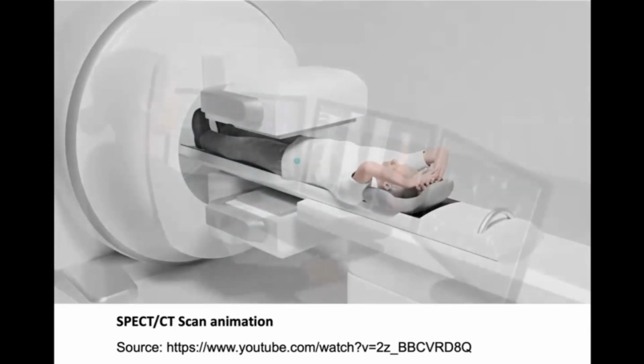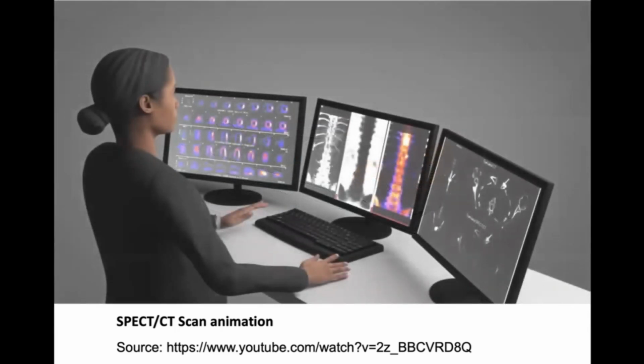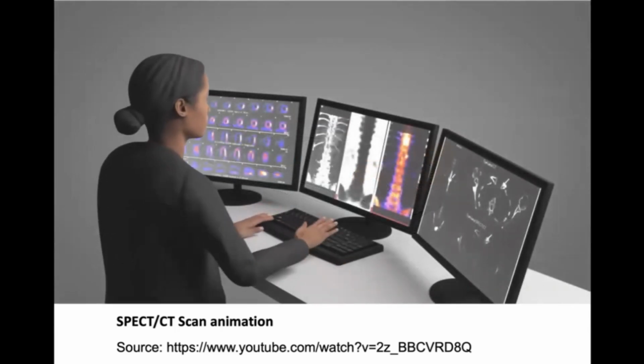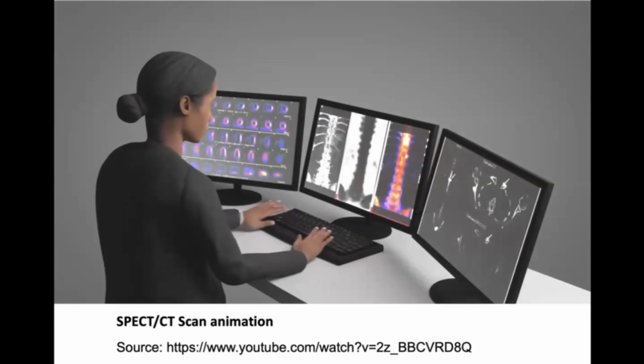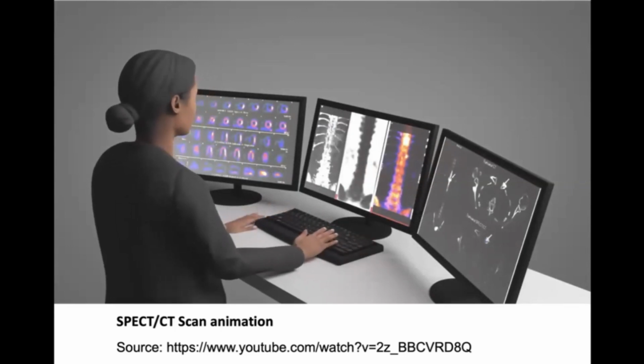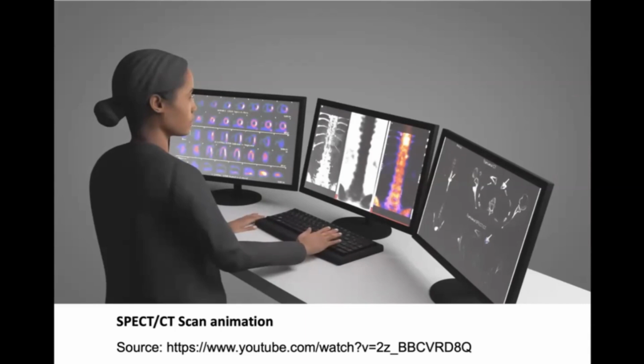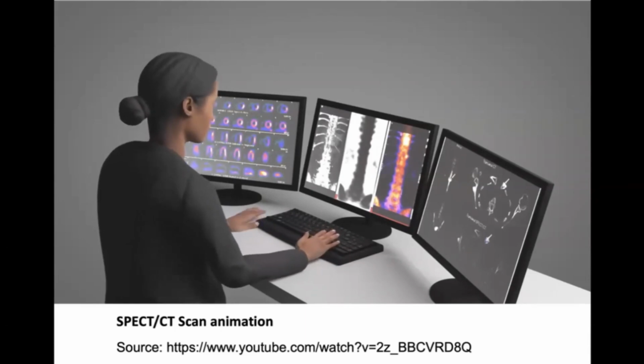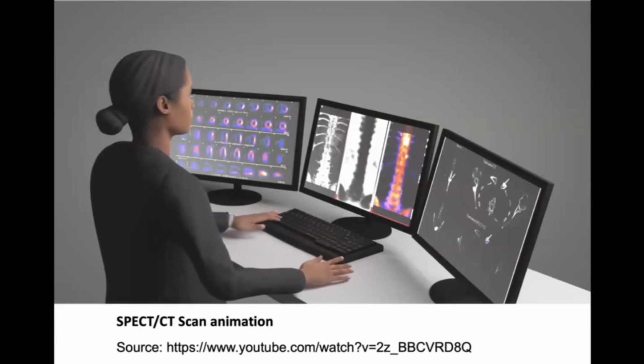The scan collects important information that is processed by a computer. This information is then carefully reviewed by a specialist nuclear medicine physician to produce a report for your doctor. Your doctor will use the information to help determine how to manage your specific health condition or assess the response to current management.